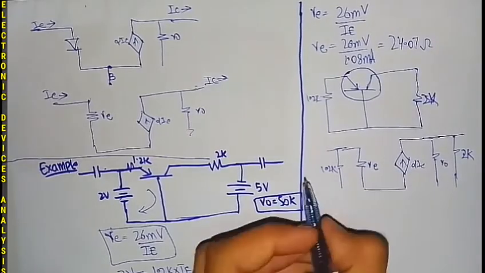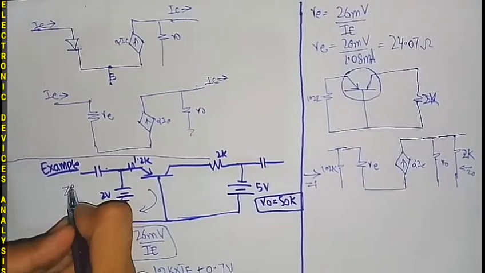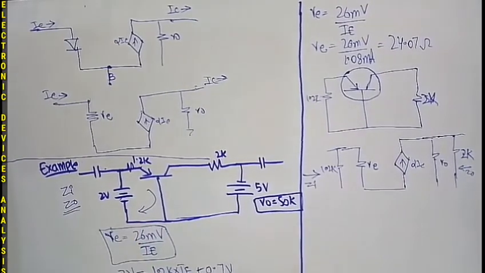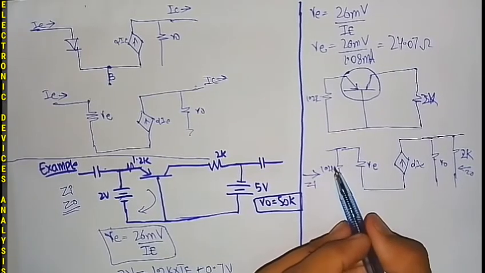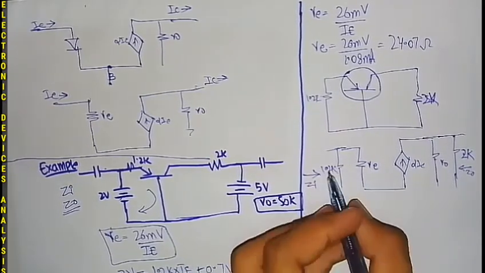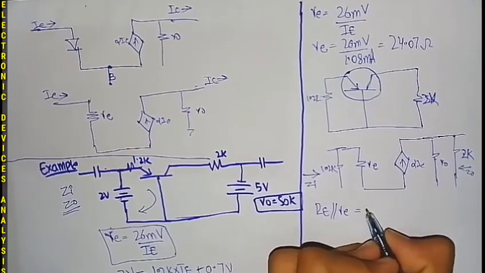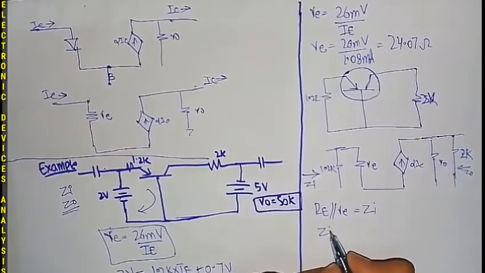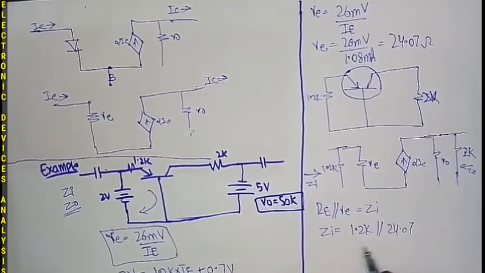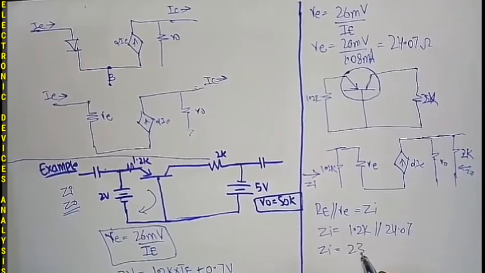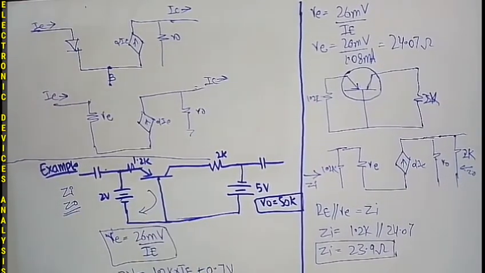So now you can calculate the value of Zi and Zo. The value of Zi, the input impedance, is the parallel combination of this resistance and this resistance. This capital RE is in parallel with small re. So Zi is 1.2k in parallel with 24.07 ohms. So this will be equal to 23.9 ohms. This will be the value of the input impedance of this circuit.